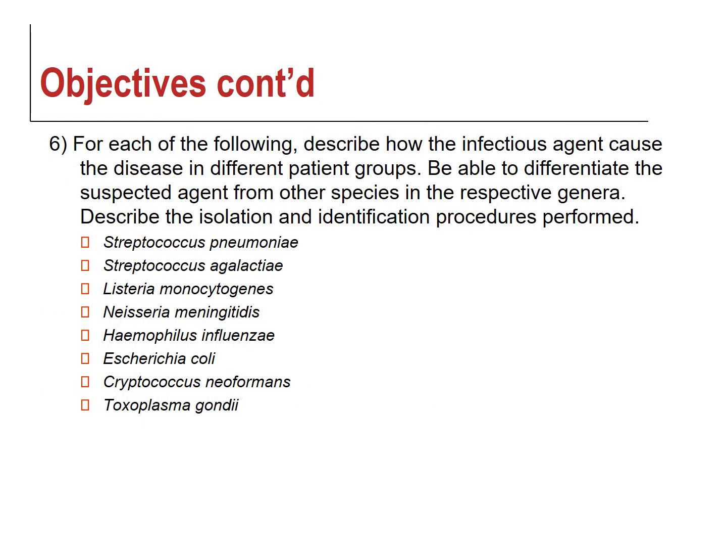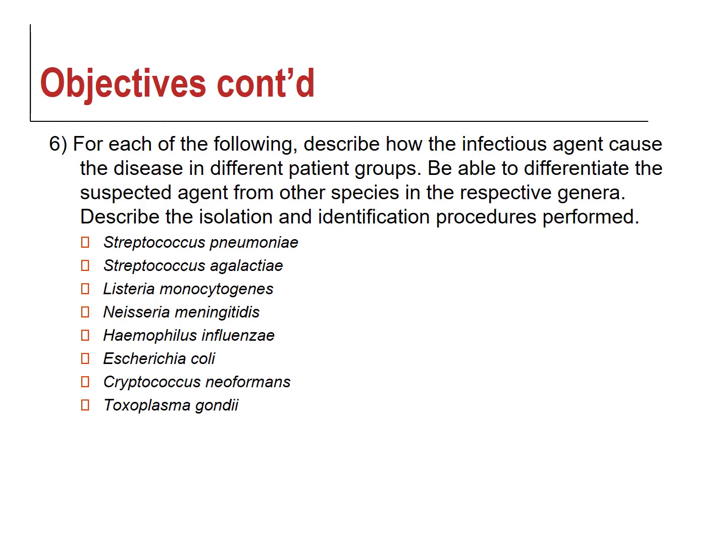And for each of the following organisms, describe how the infectious agent caused the disease in different patient groups. Be able to differentiate the suspected agent from other species within the respective genera. Describe the isolation and identification procedures to be performed.